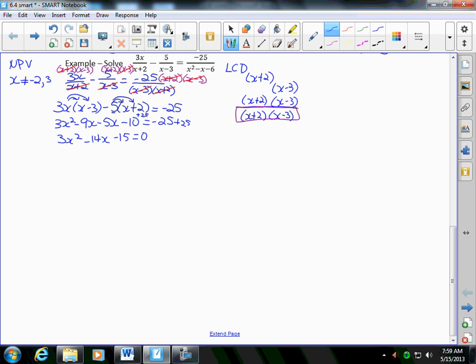I'm just going to move my page up here. From there, I have a 3 in front, so I can't use product and sum, but I can slide and divide. So I'm going to have x squared minus 14x, and when I slide over that 3 times negative 15 is negative 45. So I need a product of negative 45 and a sum of negative 14. What works for that?